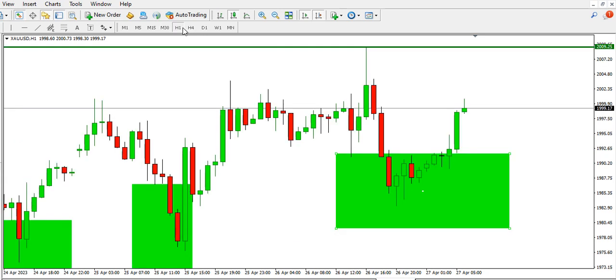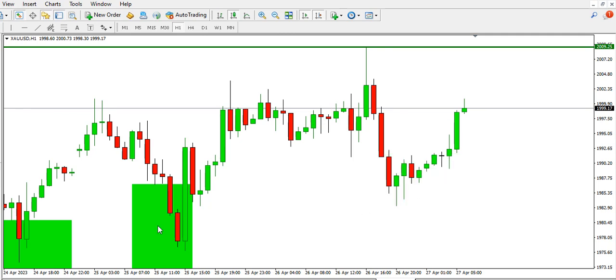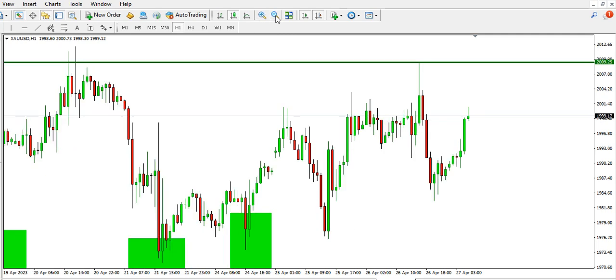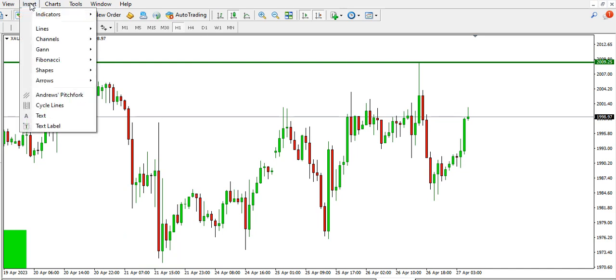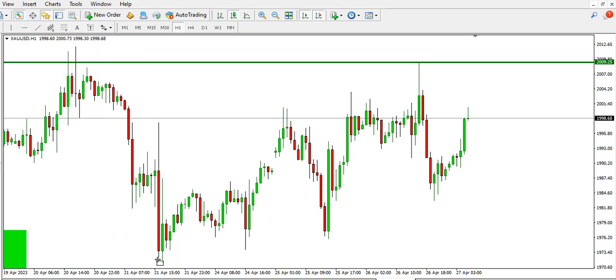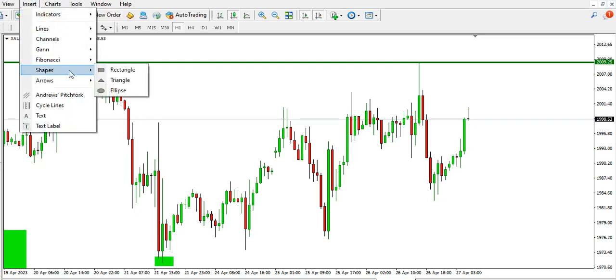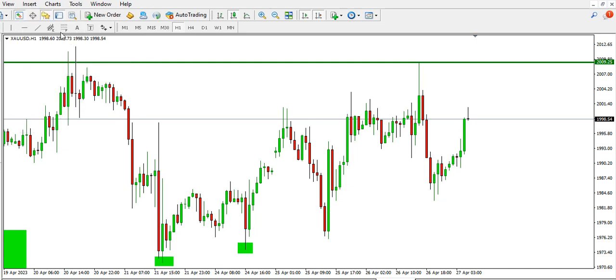Let's look at the 1-hour time frame. On the 1-hour time frame, I'm going to remove this, then we are going to try and look at what's happening. On the 1-hour time frame, we can see the lows. This is a low point on the 1-hour time frame. This is another low point. This is another one, and this is a fresh low on the 1-hour time frame.